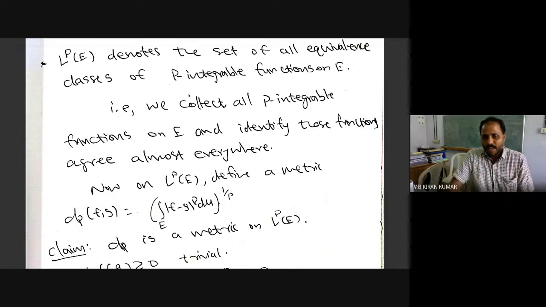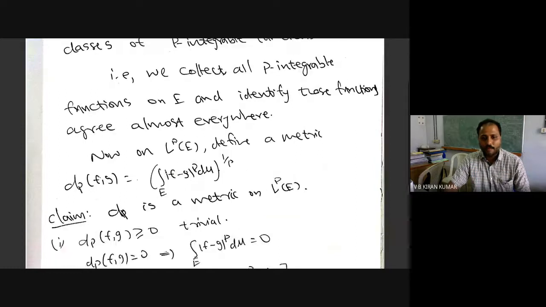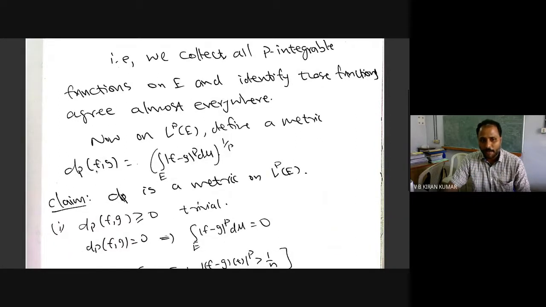Now this is our space where we are going to play. On this L^p(E), I am going to define the metric d_p(f,g), which is the integral over E of mod f minus g to the power p d mu, all to the power 1 by p. Remember, we had such a metric in the countable case on small l^p, and this is exactly similar to that, but we are in the continuous case here.